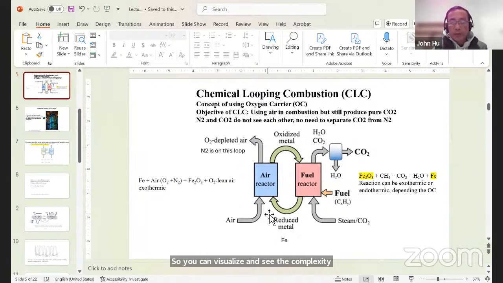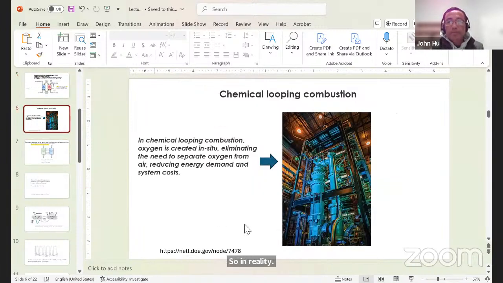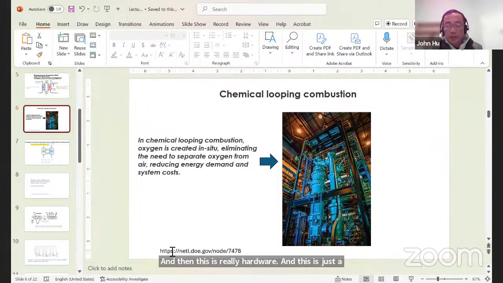Remember, in the last session, we talked about the combustion, right? There are two vessels, and then the solid moving around. So in reality, how does this look? This is chemical looping combustion, and this is really hardware, just the pilot plant at the NETL. Since this is recorded, anybody interested can just write down this website. You can see a lot of information on combustion.